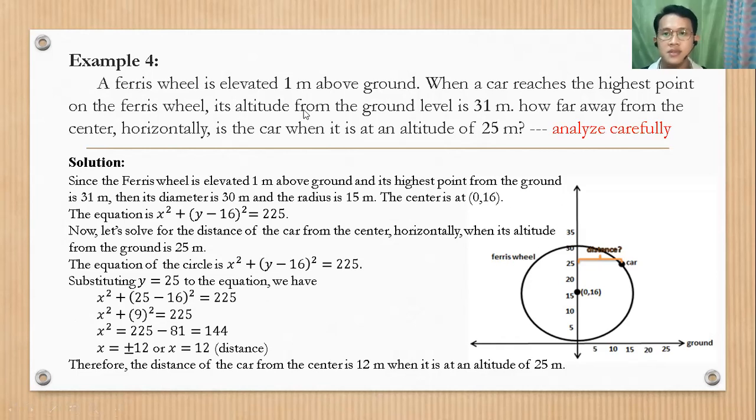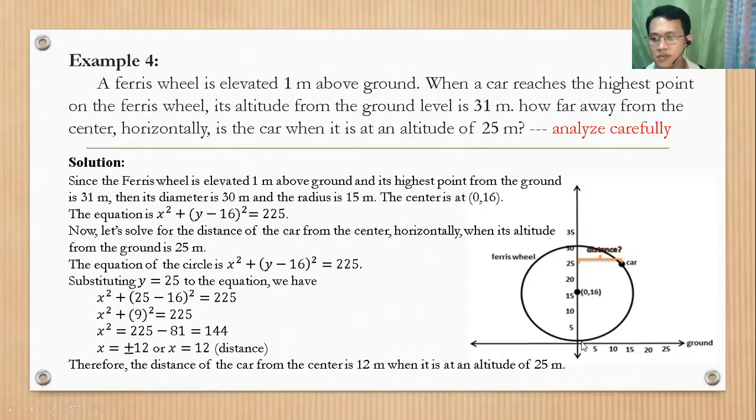Okay. So as you can see here from the given, when a car reaches the highest point on the Ferris wheel, its altitude from the ground level is 31 meters. How far away from the center horizontally is the car when it is at an altitude of 25 meters? So here we go, 25 meters and then 31. So the car is here, from 0 to 1. Okay, that's 0.